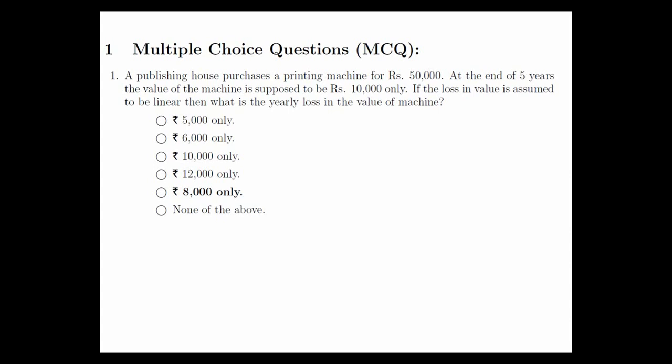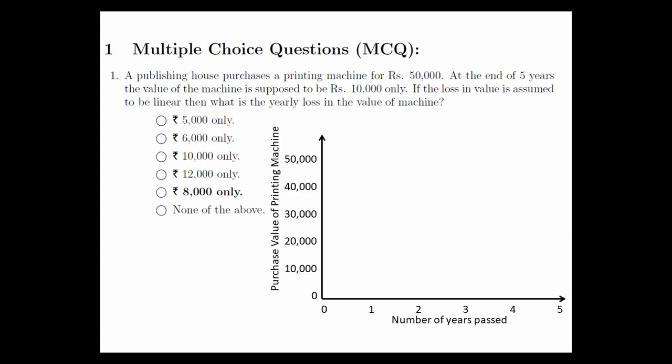So, the first step in this problem is to understand the problem graphically. In the question, two variables are mentioned: the independent variable, which is the number of years which have passed, and the dependent variable, which is the purchase value of the printing machine. It actually depends upon the independent variable. The ranges of these variables are also mentioned here.